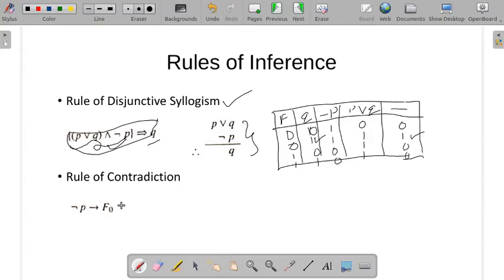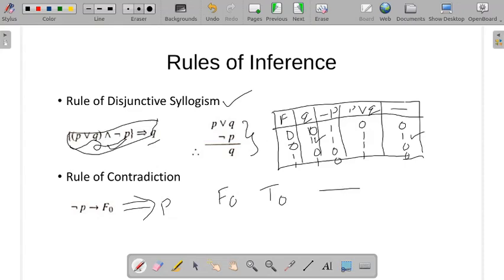Next one is the rule of contradiction. So whenever negation P conditional contradiction is true, then P is true. Okay. Then P is true. So what is contradiction? This is denoted by F naught. Its value is always 0. T naught is tautology and its value is always 1. So negation P, conditional 0 always infers P.